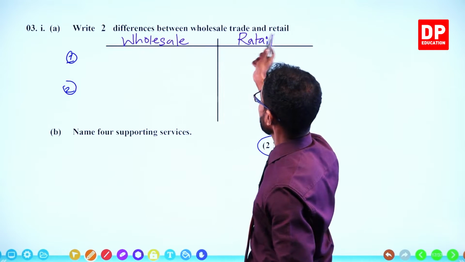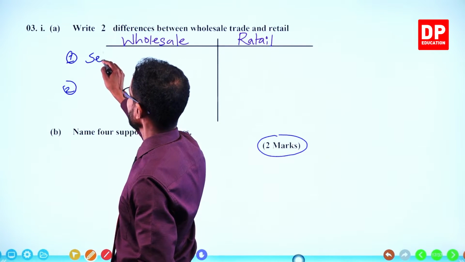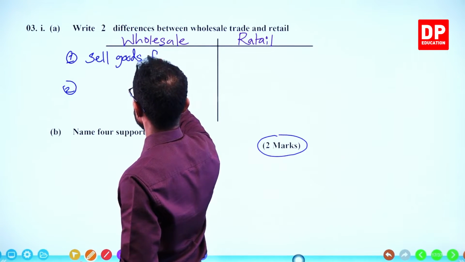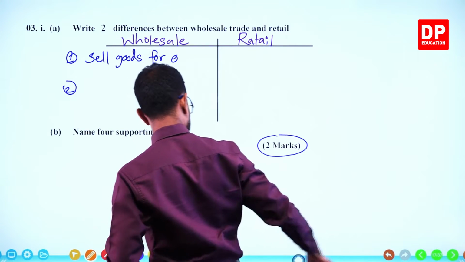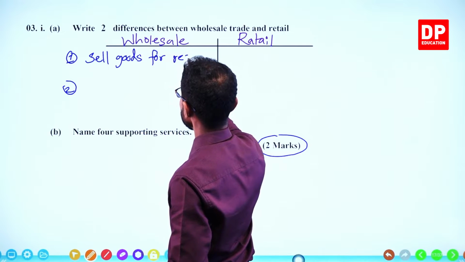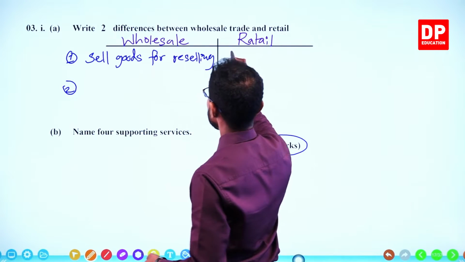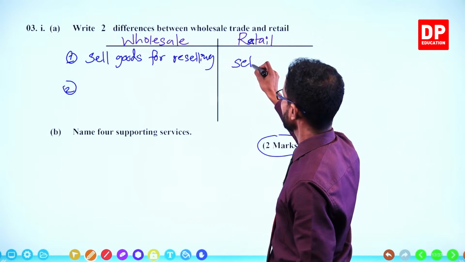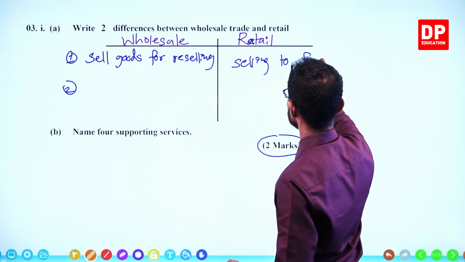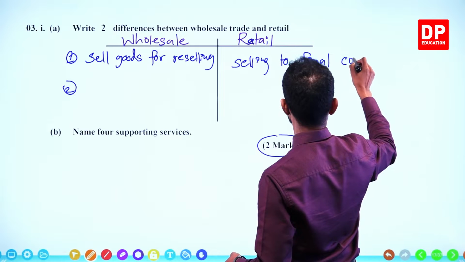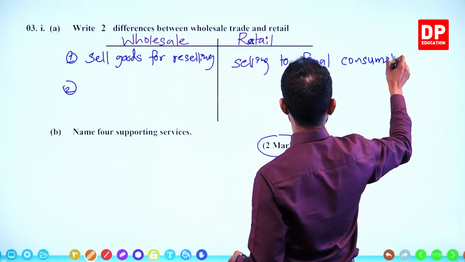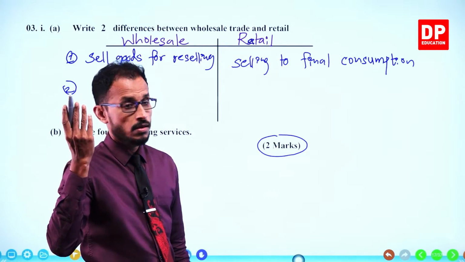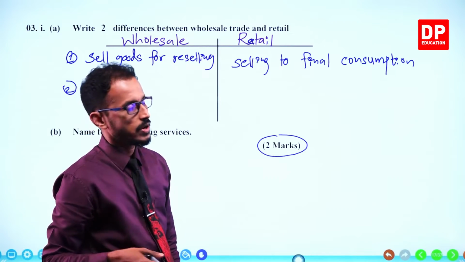Differences between wholesale and retail. Wholesalers sell goods for reselling. Wholesalers are selling their goods for reselling. But retailers are selling to the final consumer, to final consumption. You know, right? You know.